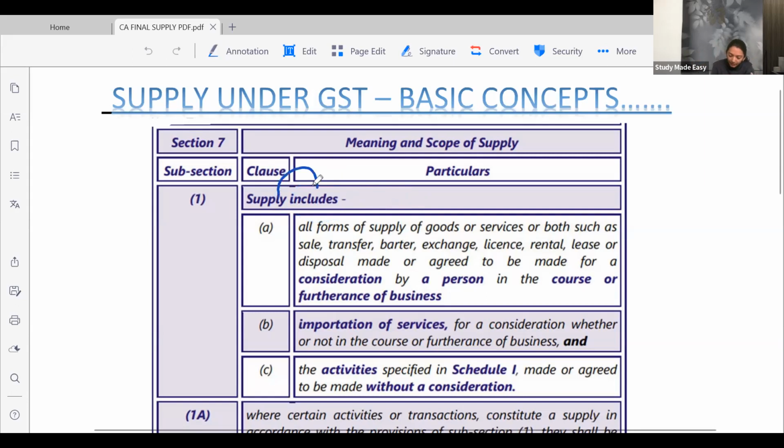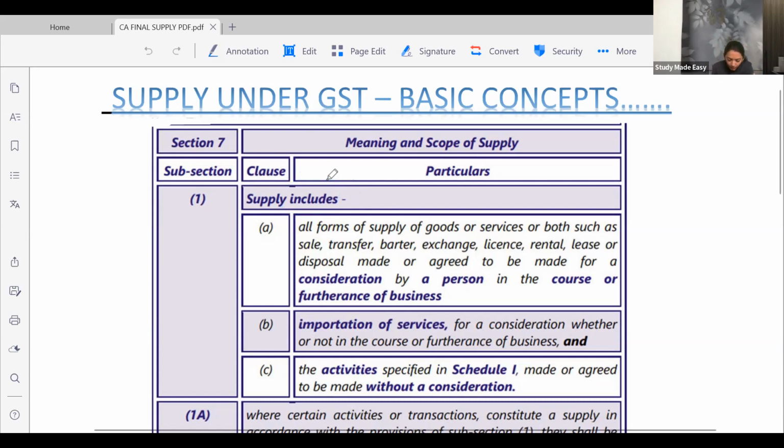So what is written here with supply? It writes the word includes. Includes means it is an inclusive definition. Whenever, instead of include, the word "means" has been written with the definition, that means it is an exclusive definition. Did everyone understand this? If "means" has been written, it is an exclusive definition. If "includes" has been written, it is an inclusive definition. Everyone, keep this point clear for every definition, whether in law, audit, wherever it has been written.